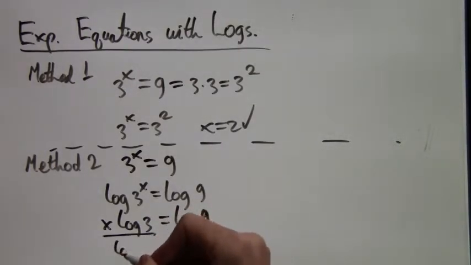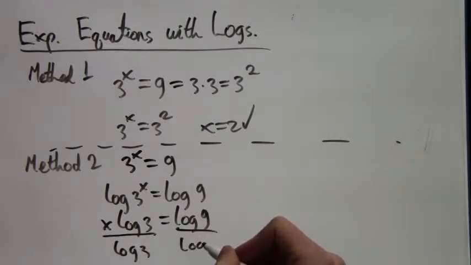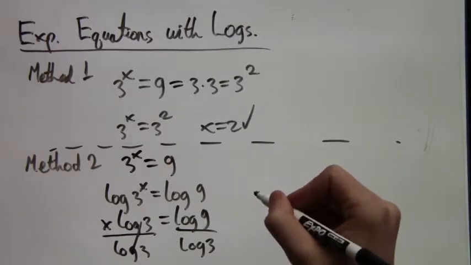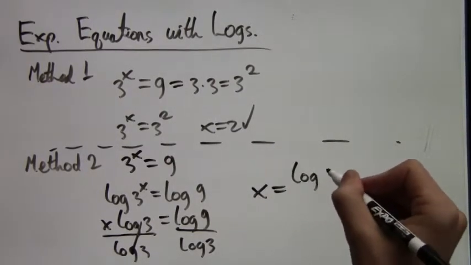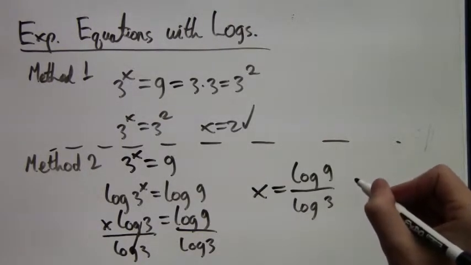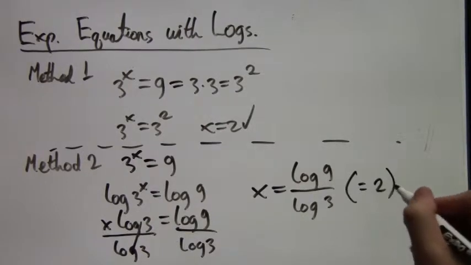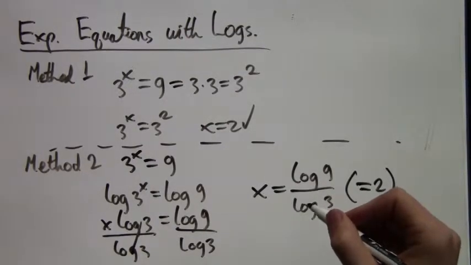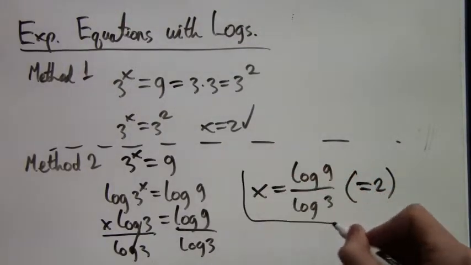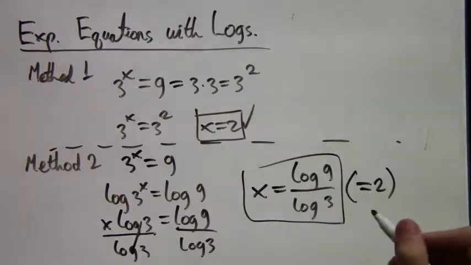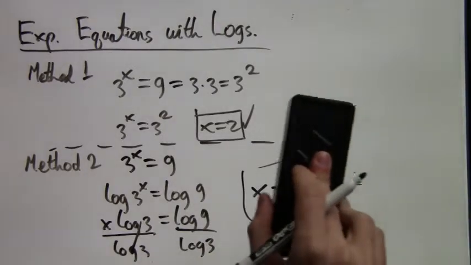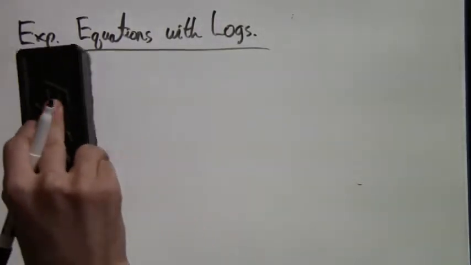But now all we need to do is divide by log 3 on both sides, and we get x equals log 9 over log 3. You can calculate this exactly on the calculator, and it will tell you that this is actually the same as 2, the answer that we got before. So this is the second method of solving exponential equations. Now let's do an example where the easier method, method 1, does not work, but the second method does.